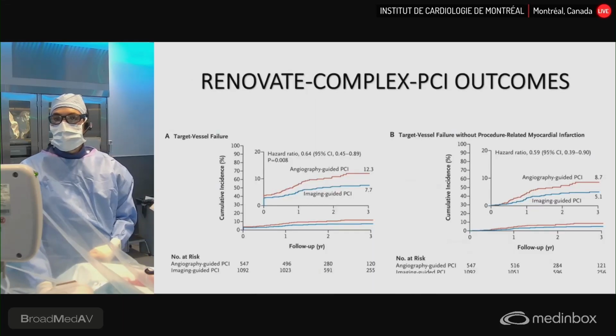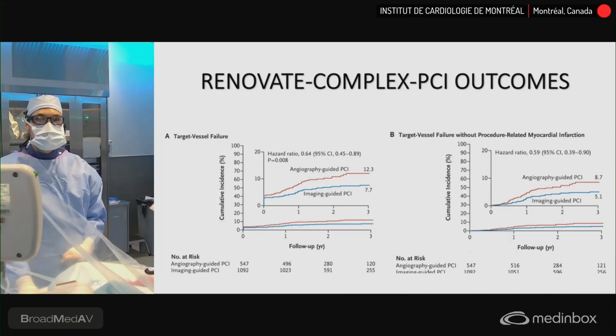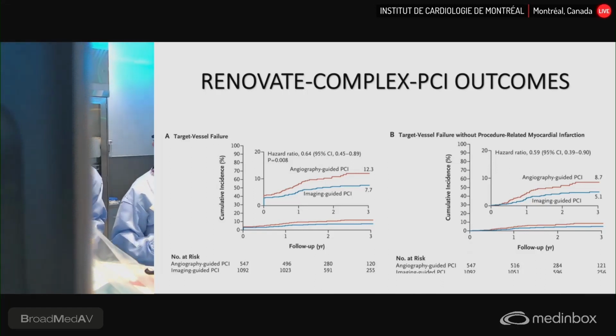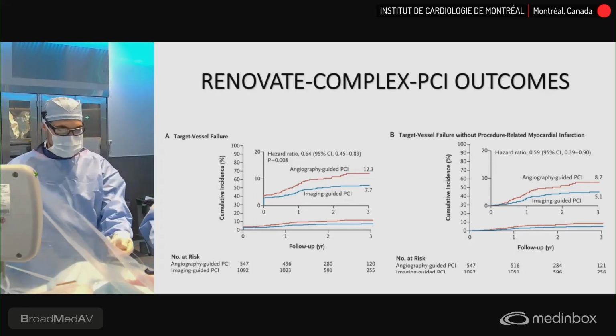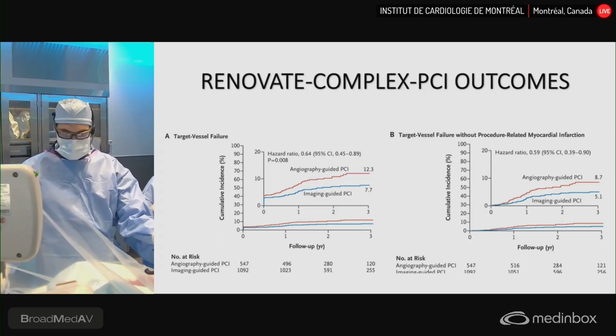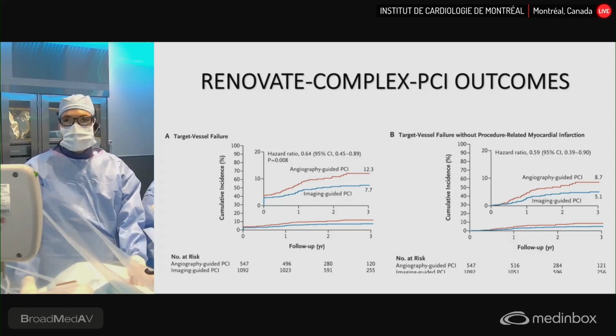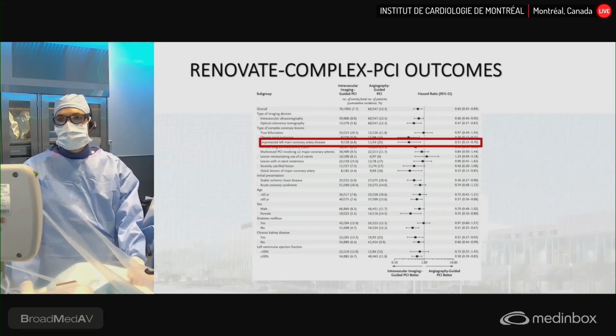Next slide. So you can see here that patients at 3 years had 12% target vessel failure in the angiographic group, and patients in the imaging guided PCI had 7.7%, so almost half of the event rate that in the angiographic guided PCI. Next slide. And next slide. Click 2 times, sorry.